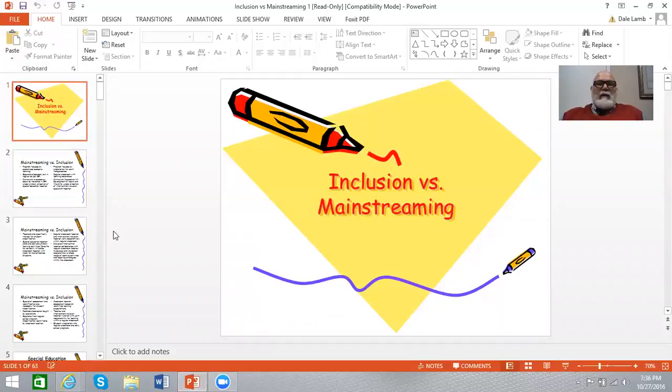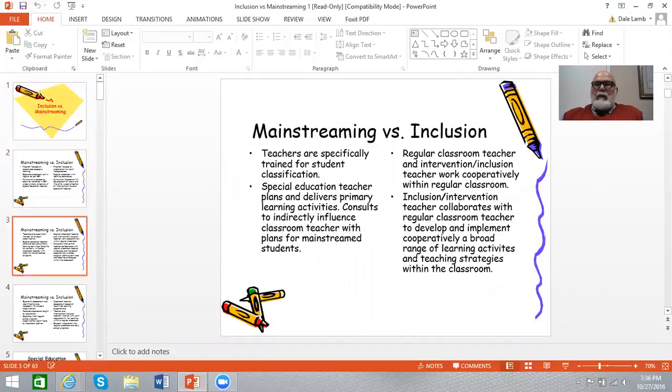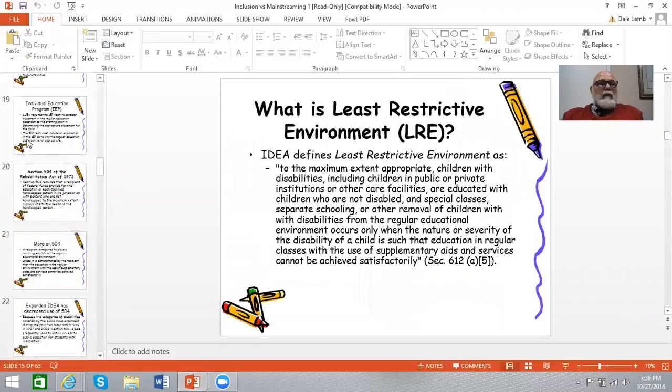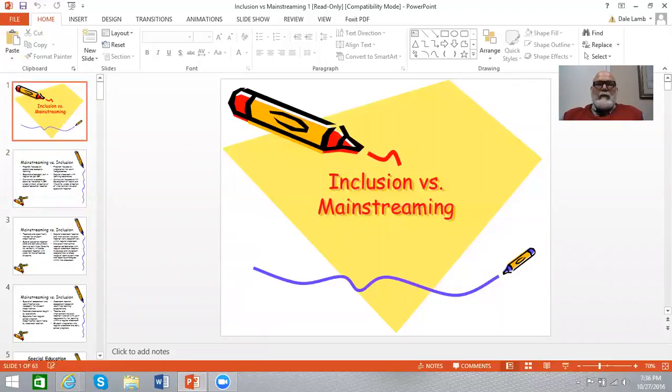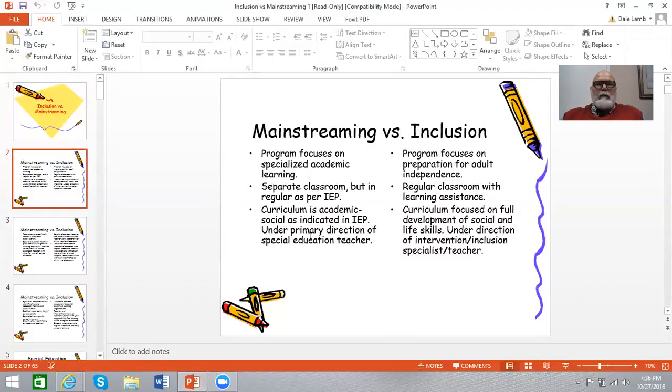So if we look at these, here are some of the differences. But it's all in the same classroom, right? Well, inclusion is the regular classroom with the EC teacher coming in. For the purposes of this PowerPoint, when they talk about mainstreaming here, it's when the EC teacher has her own classroom and the kids come to her. Okay. So that's what we're comparing and contrasting here. Separate classroom.